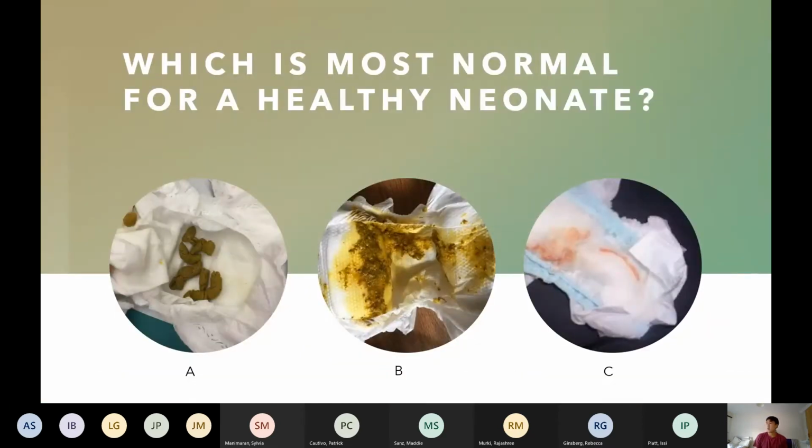So we'll do this quiz. What is most normal for a healthy neonate? I'm afraid this one isn't a VBOP, so just whack it in the chat. I'm sorry for the graphic pictures.